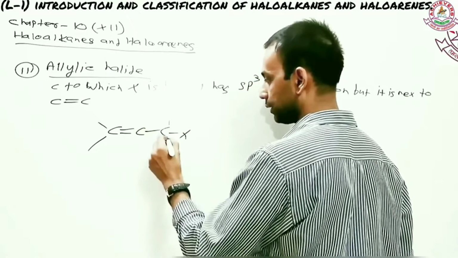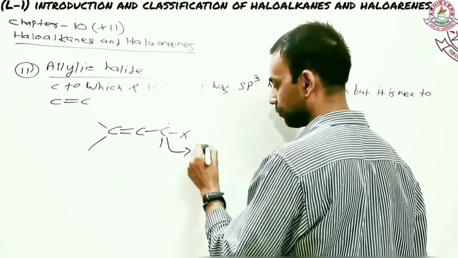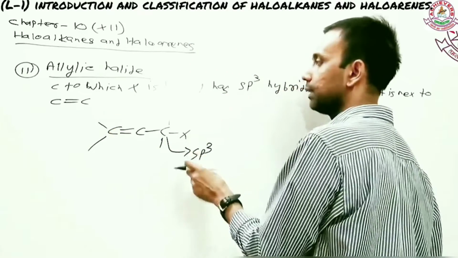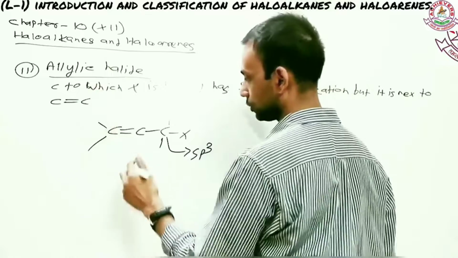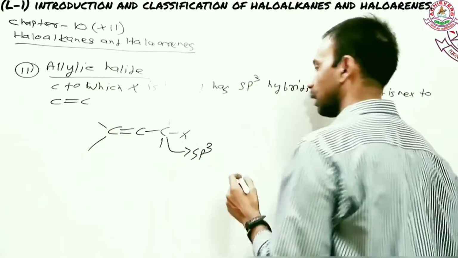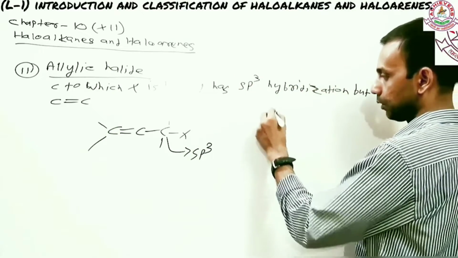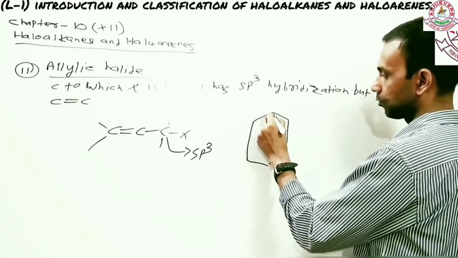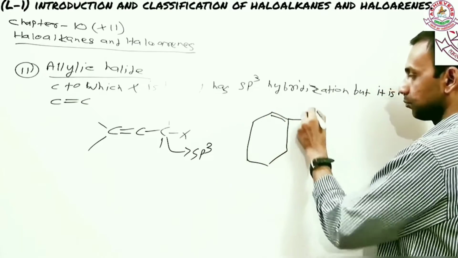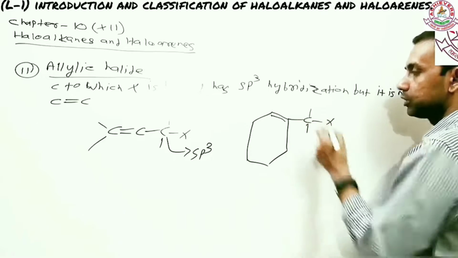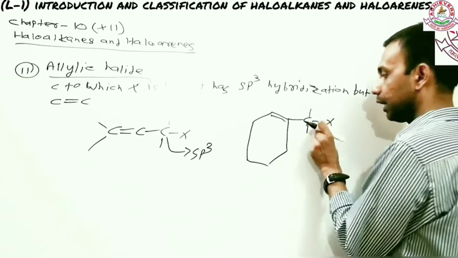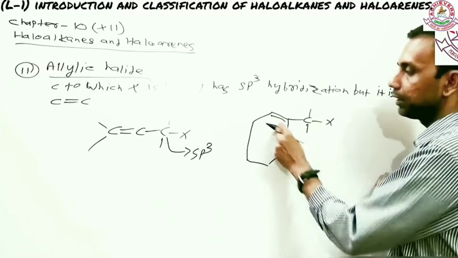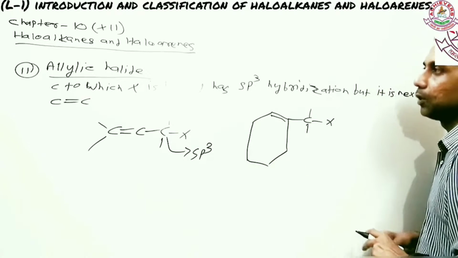So what you see out here is that this carbon has a hybridization of sp3, but the adjacent carbon has a double bond. So this is the kind of haloalkane which is called allylic halide. Another example we can take is like this. This is also an allylic halide, where the carbon is sp3 hybridized, but the next carbon to which it is bonded has a double bond. So these two are examples of allylic halide.